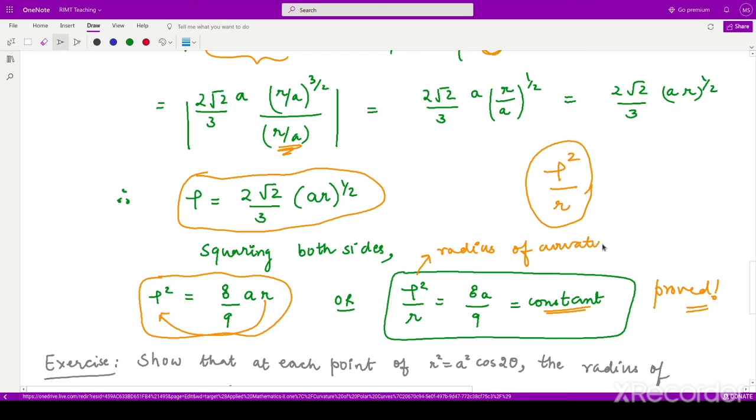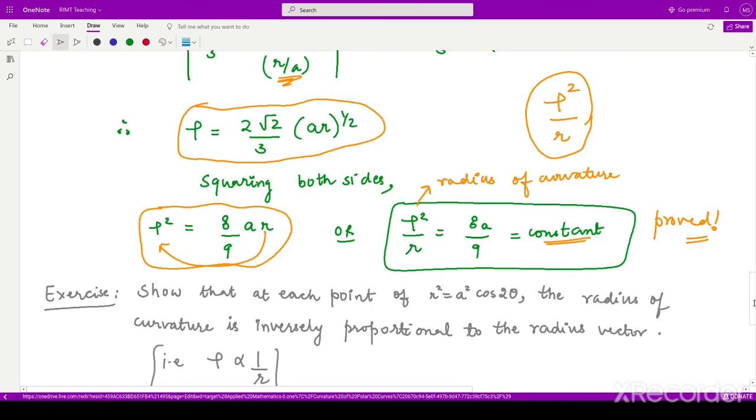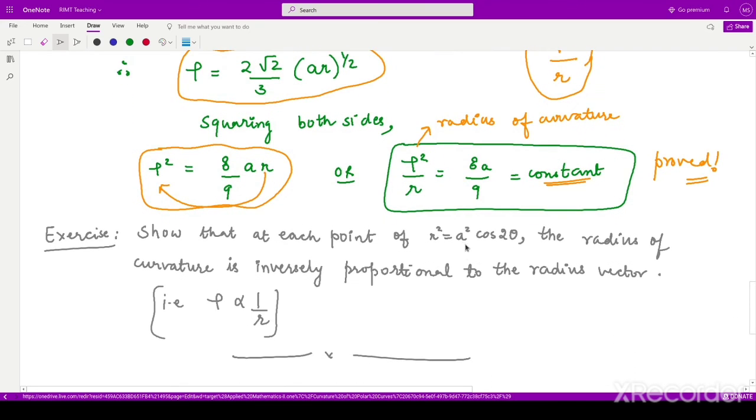So next I have one question for you. You can try this by yourself. In this question, the curve is given to be r square is equal to a square cos 2 theta. You have to calculate the radius of curvature for this curve, and you have to show that it is inversely proportional to the radius vector. So that means you would have some radius of curvature, this would be some quantity here. Here you would have some constants divided by r. So you could then write this rho to be inversely proportional to r. So this you can try by yourself.